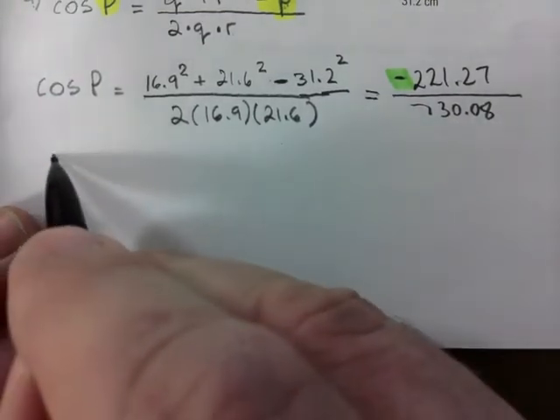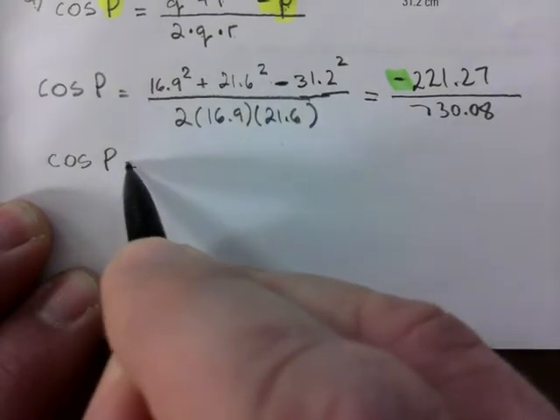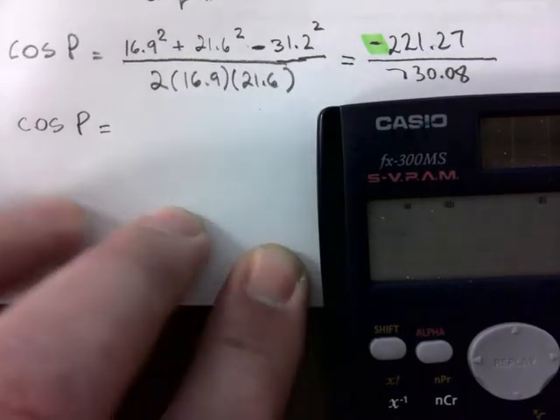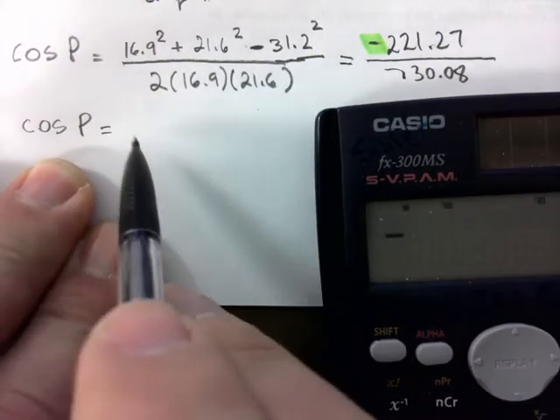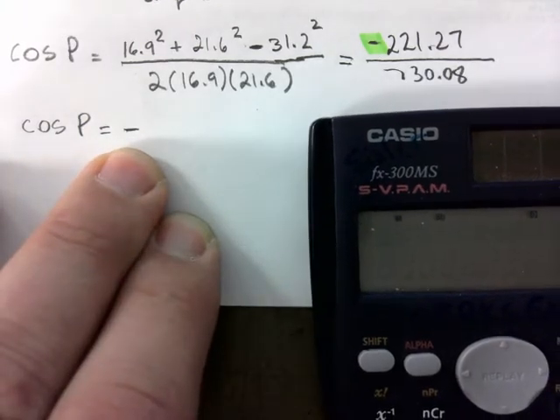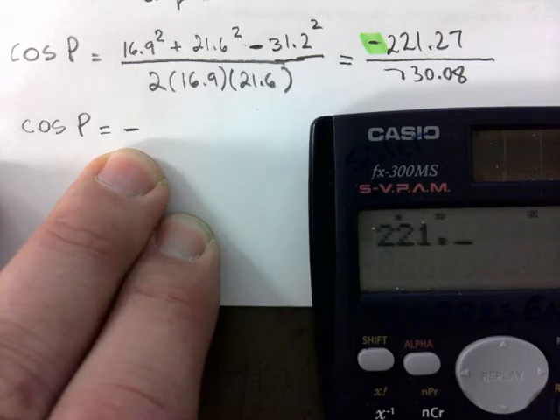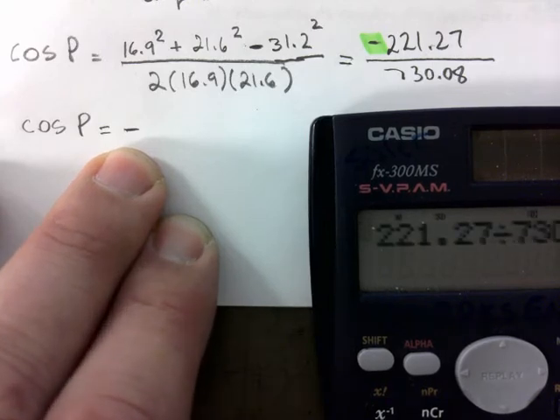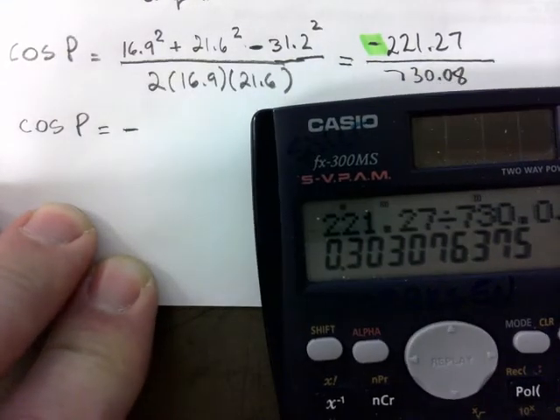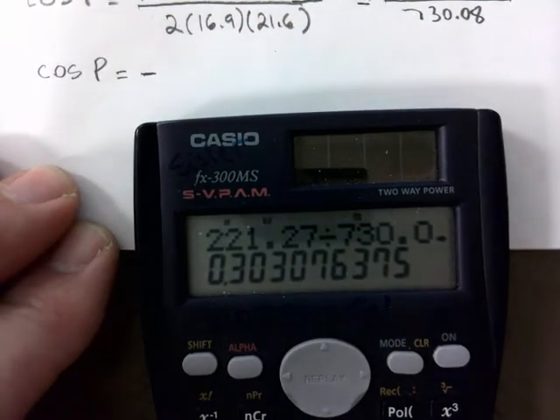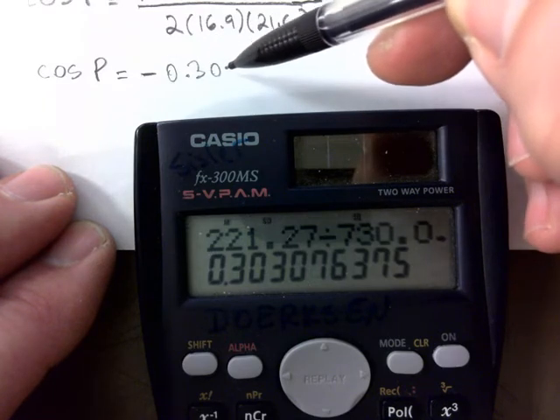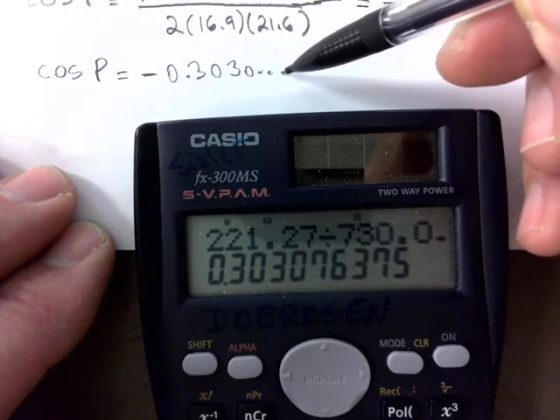And now watch the second cosine of P. And this is where you need to be able to just know that if there's a negative here, you bring it down with you. You just make sure there's a negative there. And that, bless you, 221.27 divided by 730.08. I'm actually dividing those two numbers and I get negative 0.3030. And again, it has to start with a 0 or else you made a mistake. I'm going to use all decimals there.